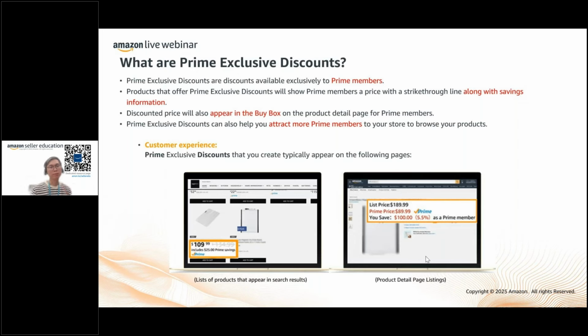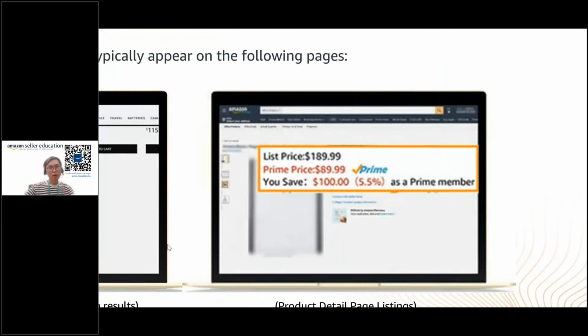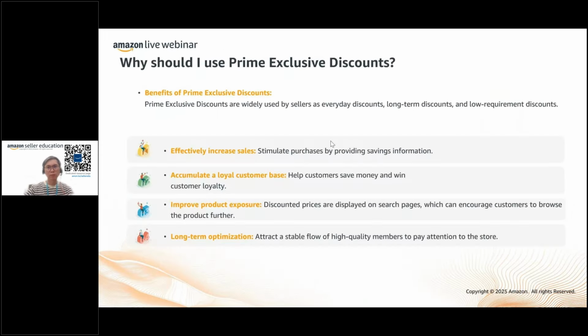The experience will be that they will see a Prime tag, like a Prime label or sticker, on all the products that you set to be exclusive for Prime members. Let me just zoom in, something like that. Prime, there's a tick. I'm sure you've probably seen it when you shop on Amazon.com. If not, you can go on and try it out after the webinar.